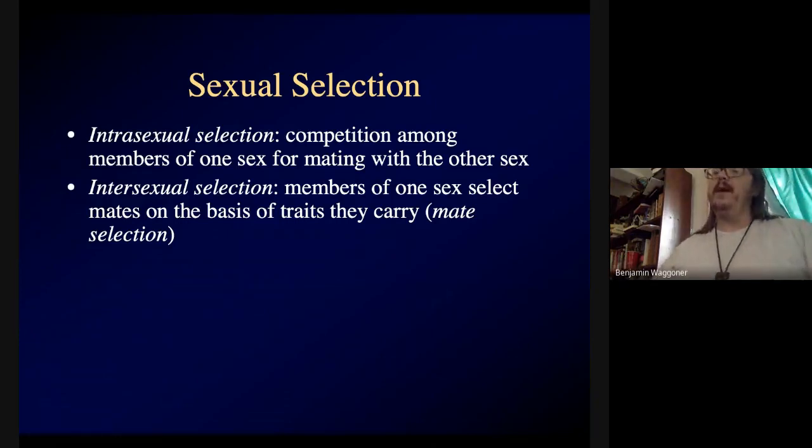So if we're talking about familiar landlocked examples, male deer fighting by locking their horns and pushing each other would be an example of intrasexual selection. Intersexual selection might be female birds, let's say, choosing to mate with males that are the most brilliantly colored or that sing the loudest and prettiest song or something like that. So both of these can be seen.